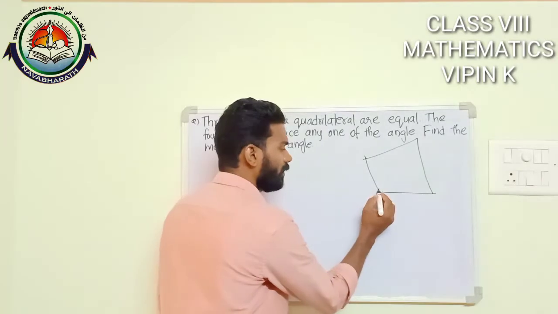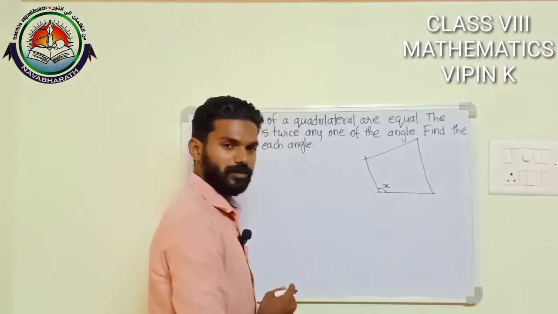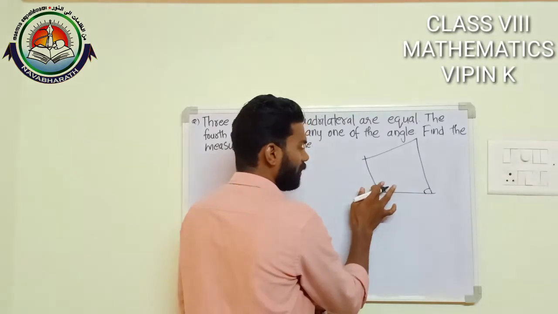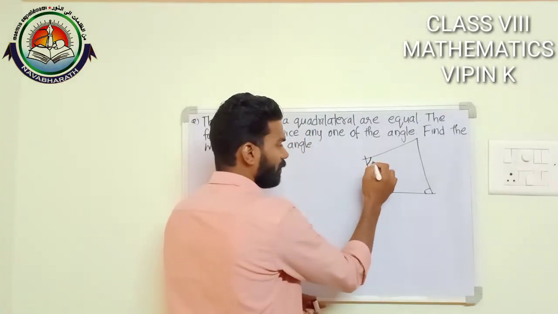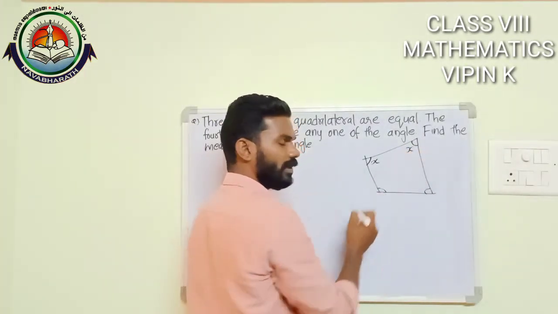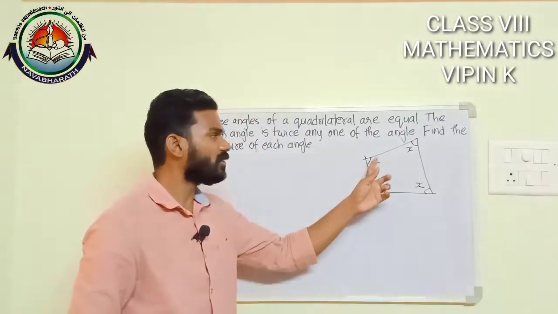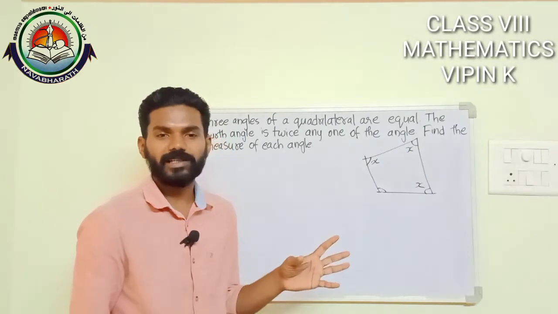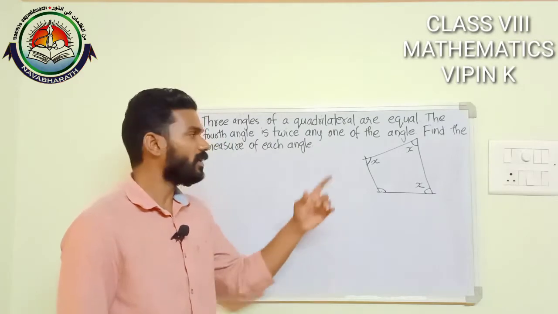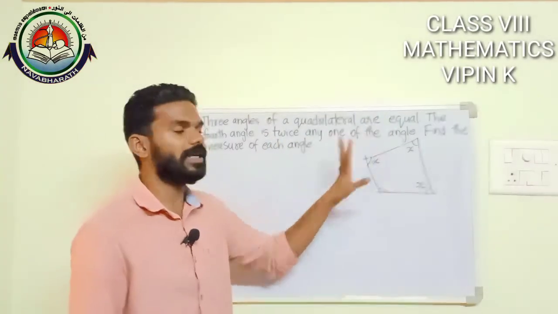We can consider those three angles as x itself. So I am considering the first angle x, again the next angle, okay, I will be starting from this side. This angle I am considering as x. Then this also would be x and this also would be x. Three angles are the same, equal, and I considered those three angles as x itself. Now what about the fourth angle? The fourth angle is twice any one of the angle.